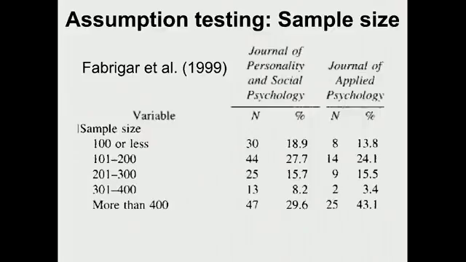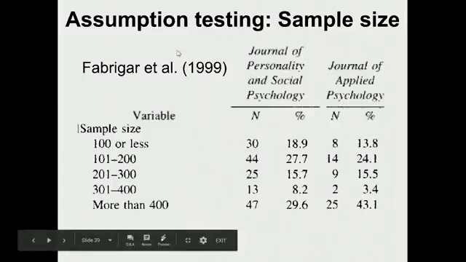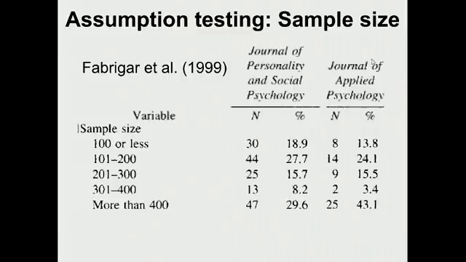It's always interesting, though, to see how well the published literature stands up to the rules of thumb, and often the answer is it's not as pretty as we might like to think. So Fabregat et al. looked at articles published in two of the largest psychology journals, Journal of Personality and Social Psychology and Journal of Applied Psychology, and looked for articles that did factor analysis, and then looked to see what their sample sizes were.